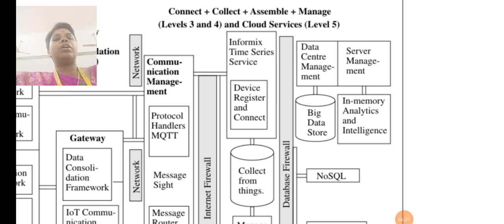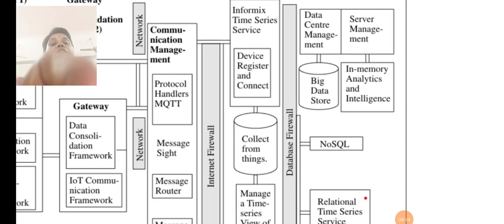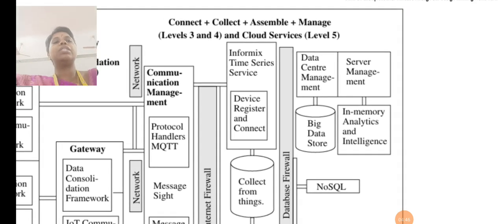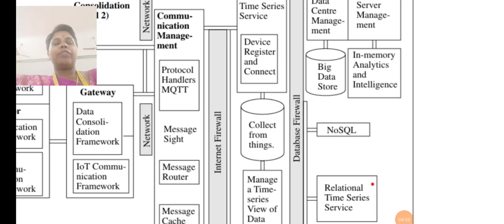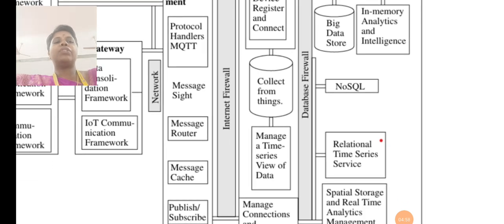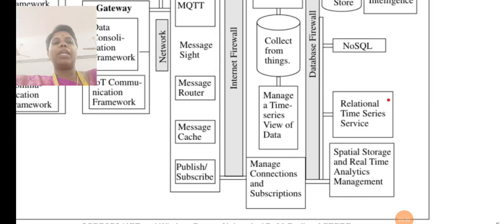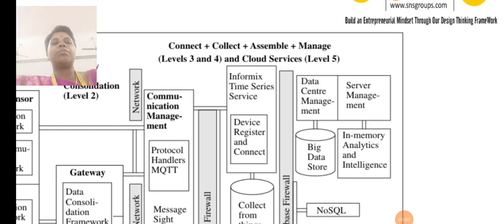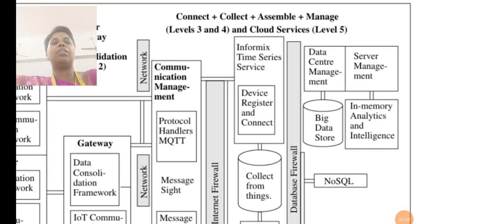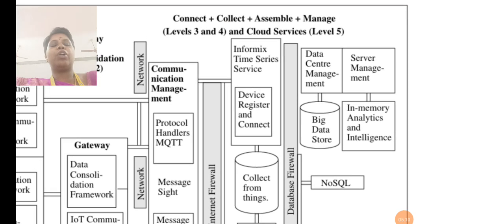And coming to collect and assemble, the information connected through the internet will be collected and consolidated, and assembled in the form of these metrics: Informix time series service, device register and connect, collect from things, manage a time series view of data, manage connections and subscriptions. Okay, this is how the collection and assembly is done at the fourth stage of the IoT conceptual framework.